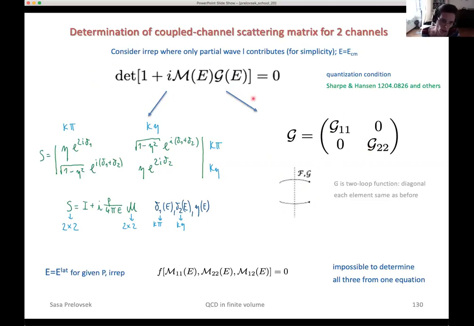So this determinant condition now is what? Well, suppose you measure one energy on the lattice, like energy E. Now this determinant condition gives you that at this energy, a certain function of this, this, and this is zero. Now we have one equation and three unknowns. There is no way you can determine all of them. Nobody was so smart, and there is no resolution to this, right? There is one equation at a given energy and three unknowns which depend on energy. So you cannot determine from this one equation all these three matrix elements at that energy.